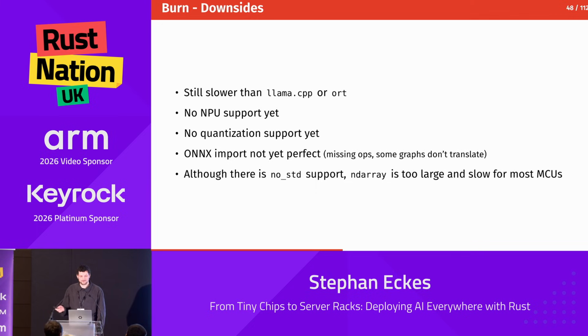Still, there are downsides. It is still slower than Llama.cpp or ORT, but that again depends on your model. So every model can be a bit different because they focus on specific layers. But in general, everything I tried was still a bit slower. There's no NPU support yet. So NPUs are those between CPU and GPU. They are for smaller models and can speed up the models a lot while being energy efficient. So you have them in your phone and on the newer laptops. This is not supported yet, but they would like to support this in the future.